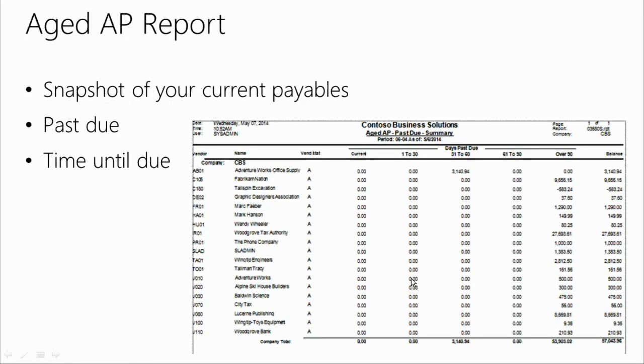First is your aged AP report. This is basically a snapshot of your current payables. So what's past due and what's the time until due. It's going to give you a nice look to see exactly where things are sitting and what you need to potentially take action on.